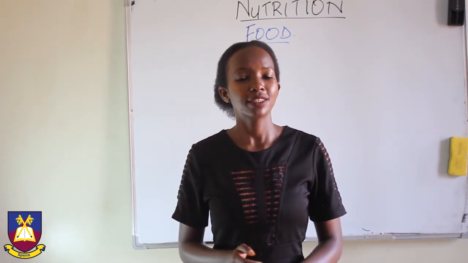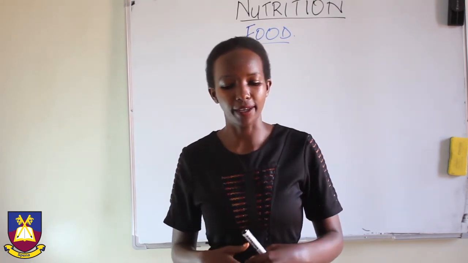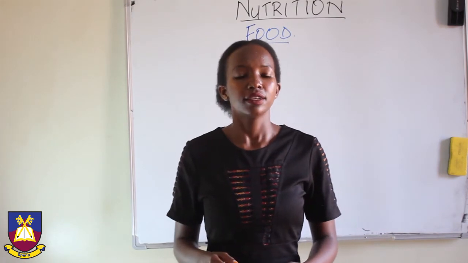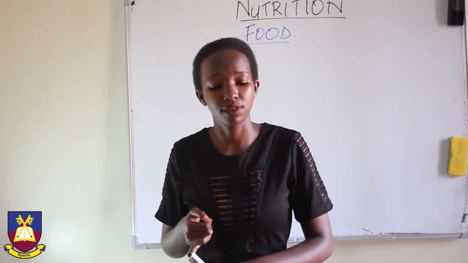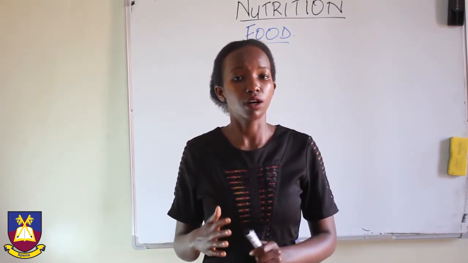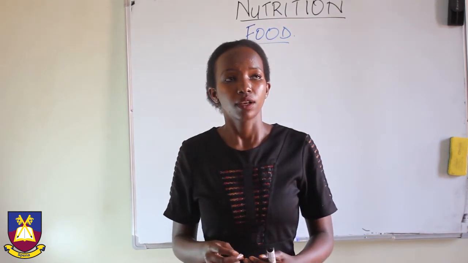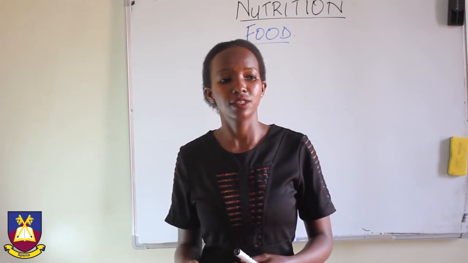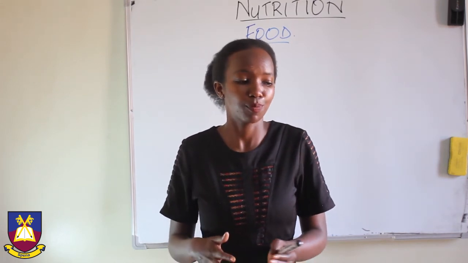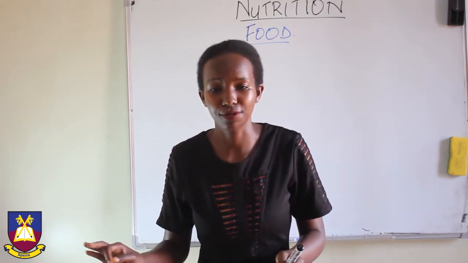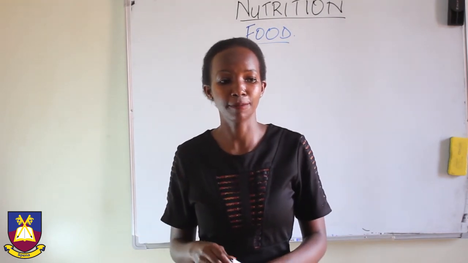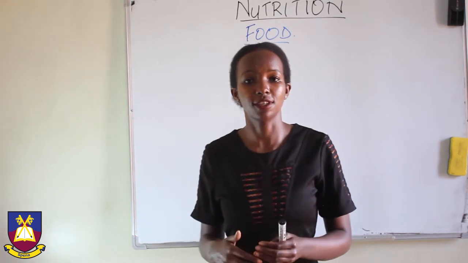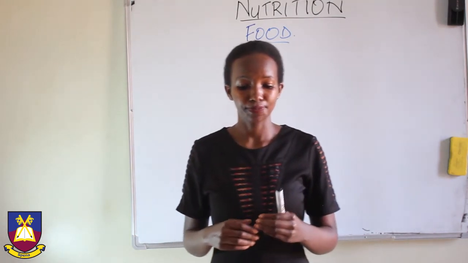Now, why is food required in an organism's body? Number one, it is important for growth, so as to build new tissues. Okay, if a child does not eat well while they are still young, chances are that they will have stunted growth. Okay, they won't grow well. Why? Because they did not feed well. So food is very key in growth.